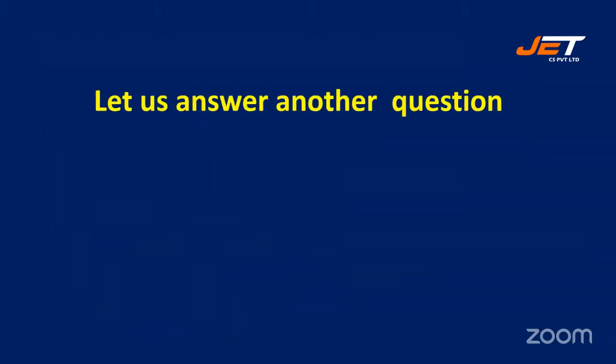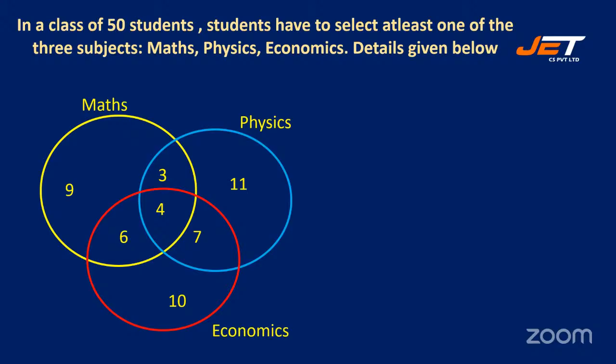All right. Now, let us answer another question. In a class of 50 students, students have to select at least one of the three subjects: maths, physics, economics. Details are given below. So we have the details, which say how many selected maths. So put your answers in the chat box. How many selected maths?